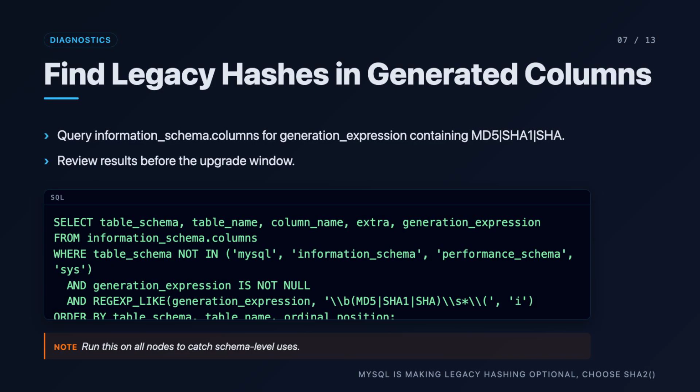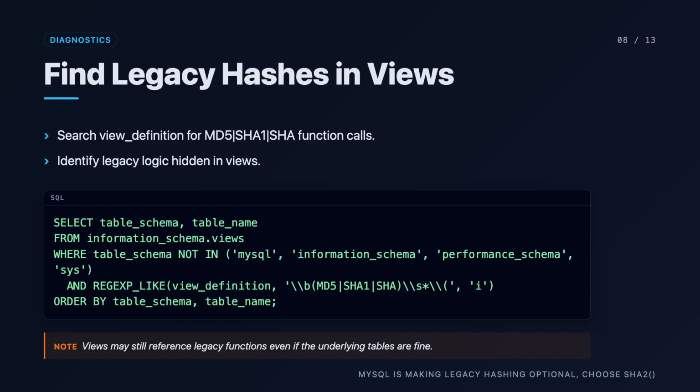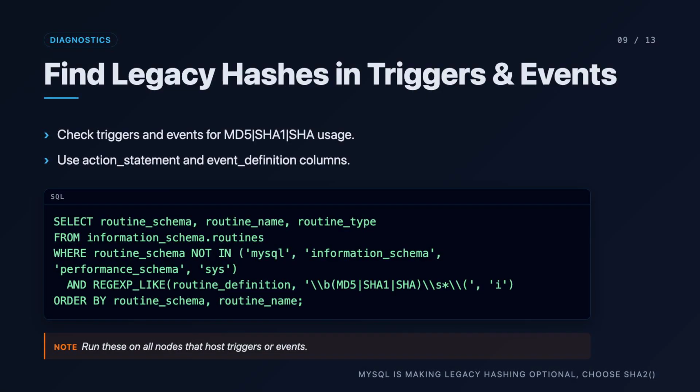To locate legacy hash usage in generated columns, you can query information_schema.columns with a regex that matches MD5 or SHA1 calls. Review the output before you start the upgrade. Legacy hash calls can be buried inside views. This query pulls any view that contains MD5 or SHA1 so you can refactor them before the upgrade. Legacy hash functions can appear in stored routines, triggers, and scheduled events. The combined query above scans each of those objects so you can replace them before the upgrade.